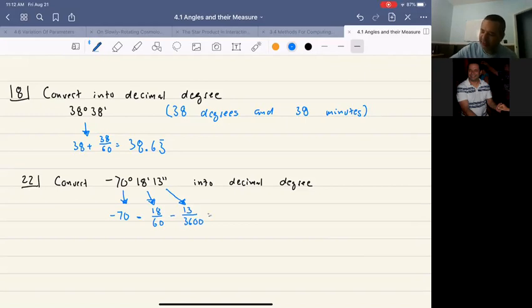Okay, so we're going to get, let me do this. 18 over 60 plus 13 divided by 3600 plus 70. Okay, so I did it all in positives and then I just put a negative on front. So I'm going to get 70.30361111. Okay, and that's it. That's it for converting from minutes and seconds into the actual decimal.